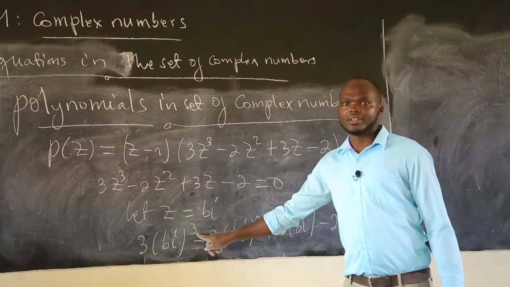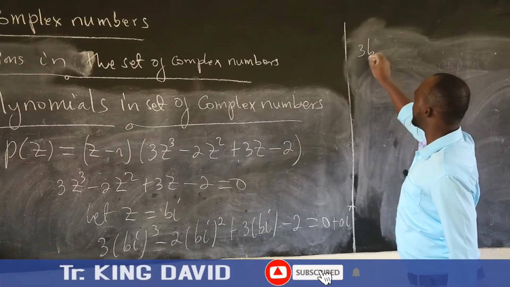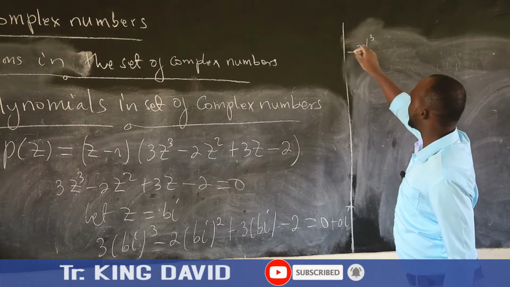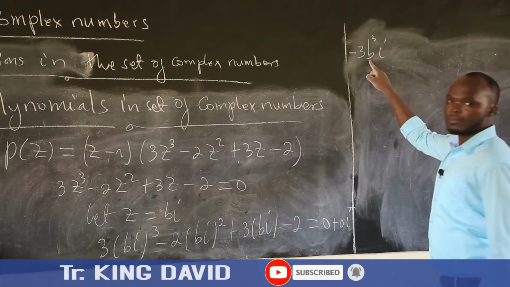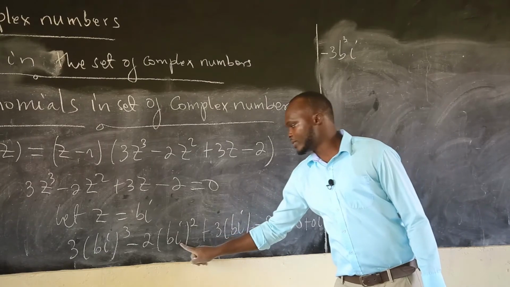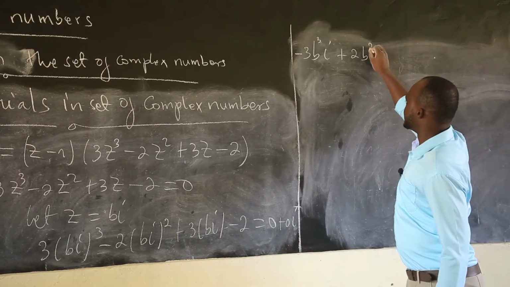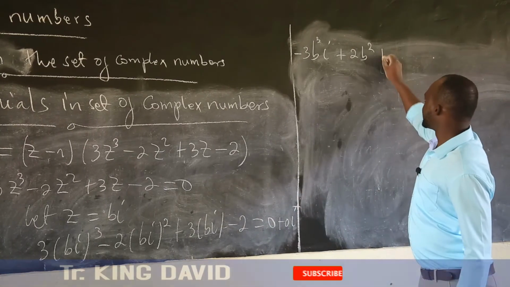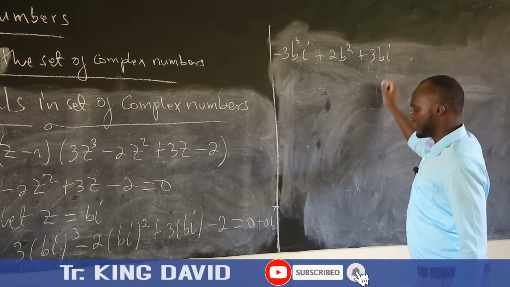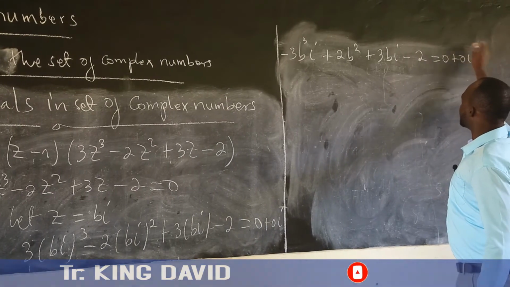So i to the power 3 is negative i. So it will be 3b to the power 3 times negative i, that's negative 3b^3 i. i squared is negative 1, and negative 1 with this negative becomes positive 2b squared. Then plus 3b i minus 2 equals 0 plus 0i.